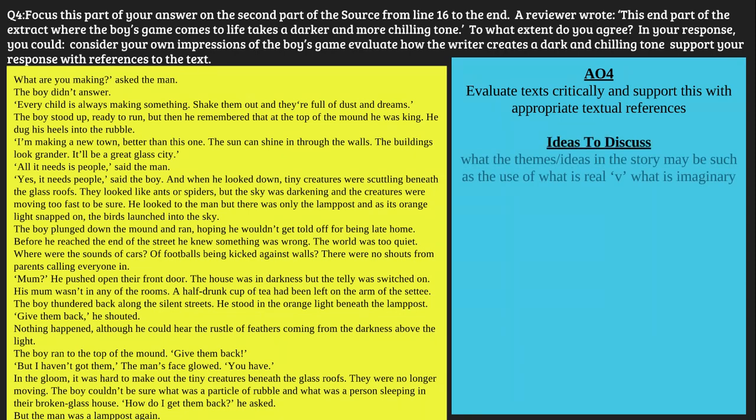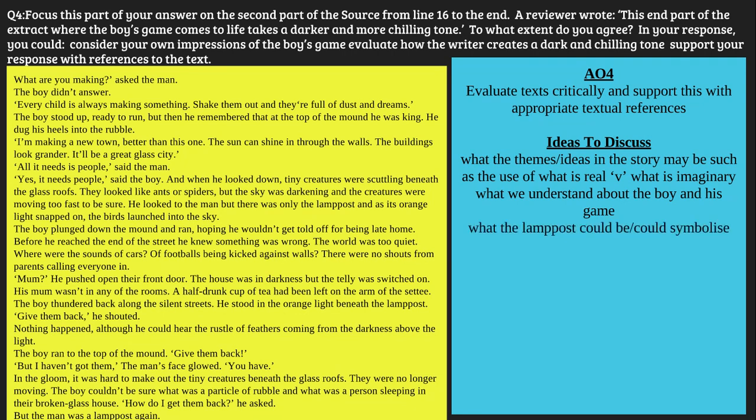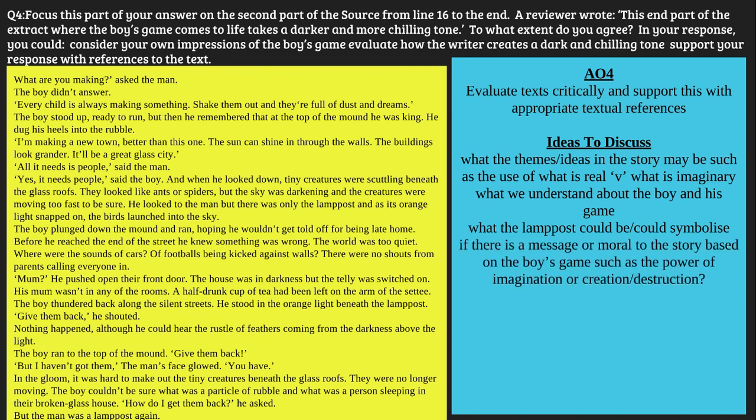So some ideas to discuss then. What are the themes and the ideas in the story? Why they might be useful, like that juxtaposition between what's real and what's imaginary. What we understand about the boy in his game. What's he doing? What could the lamppost symbolise, essentially? If there is a message or a moral to the story based on the boy's game, such as the power of imagination or creation or destruction.